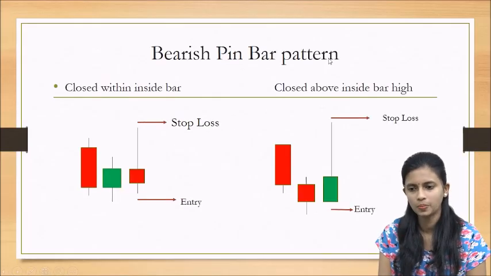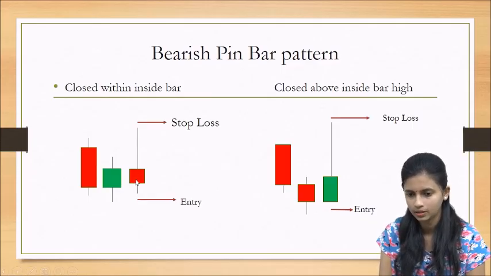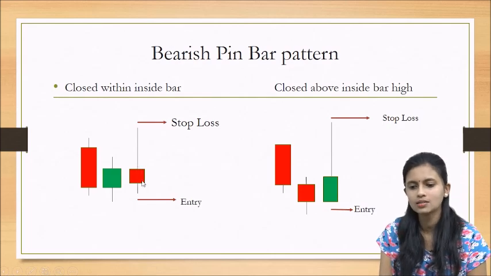Next, it is the bearish pin bar pattern. As I already told, the pin bar over here, the longest wick should be above. Okay, in the bullish pin bar pattern, we observed that the longest wick was below because buyers were putting pressure, and here sellers are the ones putting pressure. So the longest wick should be at the top.